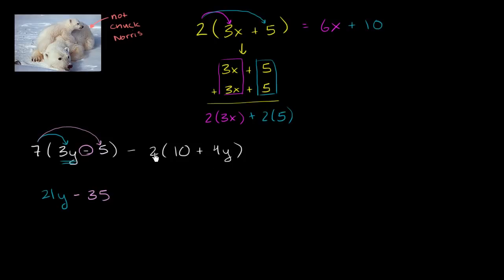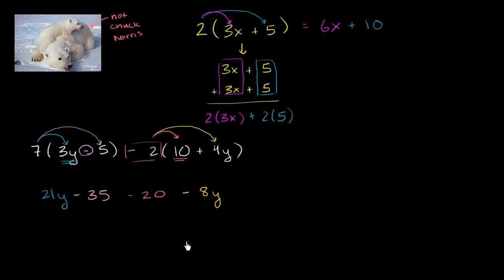So you might be tempted to say, oh, 2 times 10 and 2 times 4y, and then subtract them. And if you distribute the subtraction right, it would work out. But I like to think of this as negative 2. We're going to distribute the negative 2 times 10 and then negative 2 times 4y. Negative 2 times 10 is negative 20, so it's minus 20. And then negative 2 times 4y: negative 2 times 4 is negative 8, so it's going to be minus 8y.